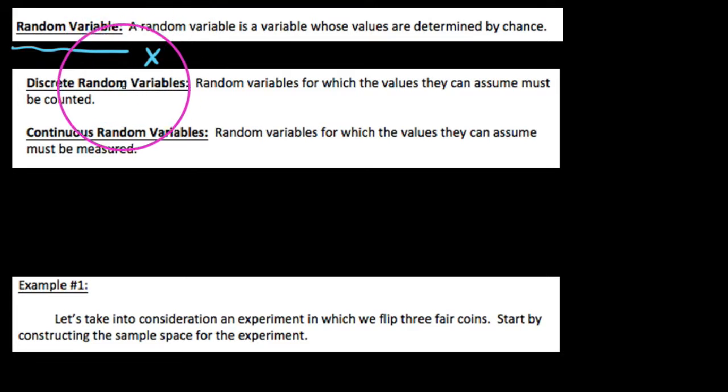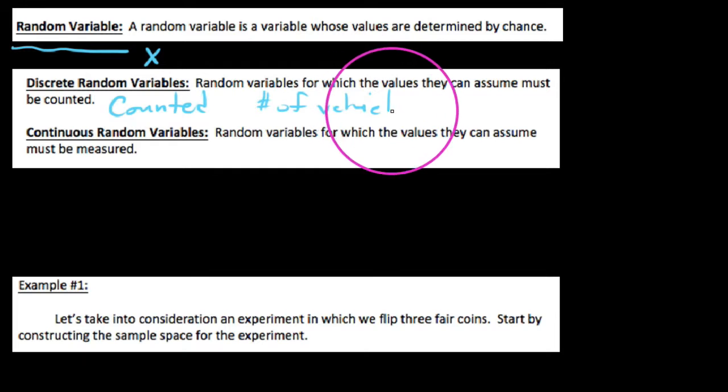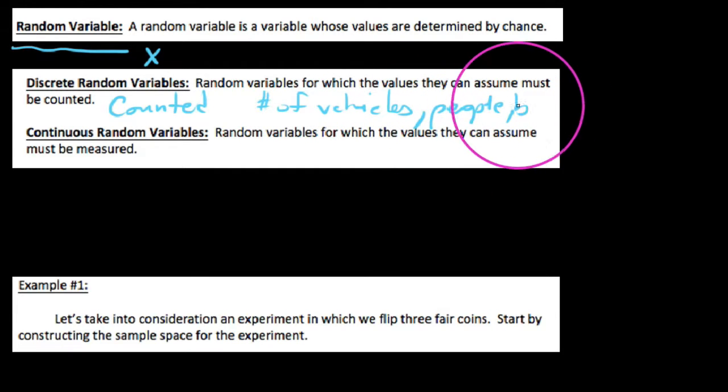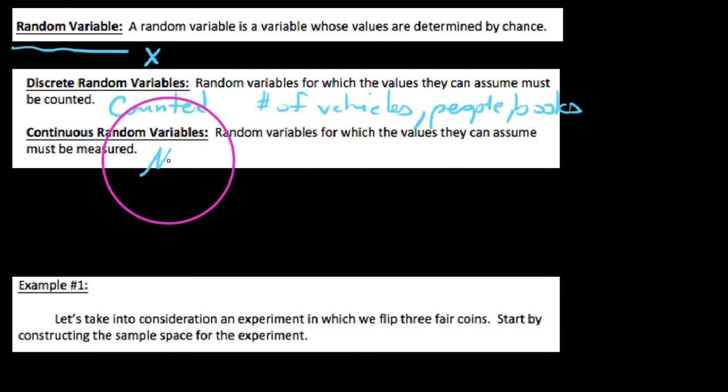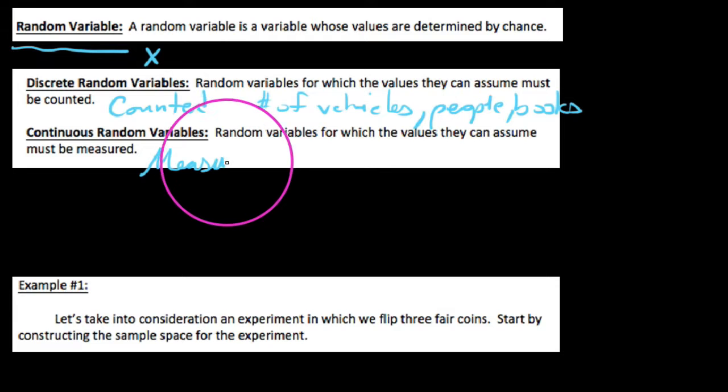So we do want to distinguish between a discrete random variable and continuous random variables. Recall from the past that anything that is discrete is something that must be counted, okay? It is a counted variable. So these are things like number of vehicles, number of people, number of books. These are all instances of things that I collect data for that I would have to count, whereas continuous random variables are things that must be measured, okay? So things that must be measured are continuous.